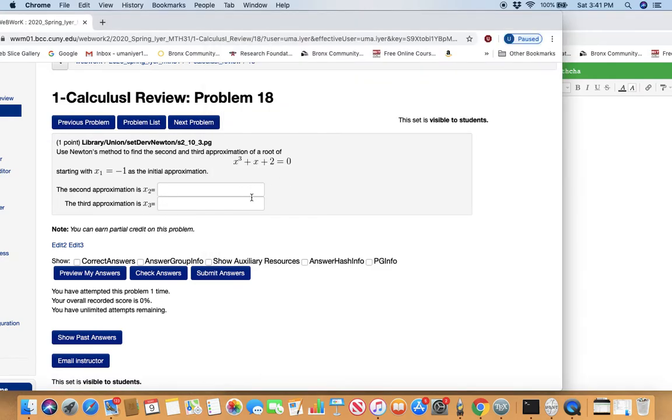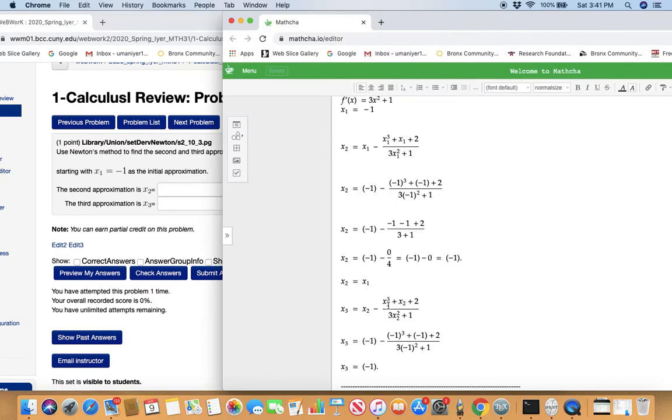We shouldn't have any more approximations, and that's what we have found. x2 is also -1.